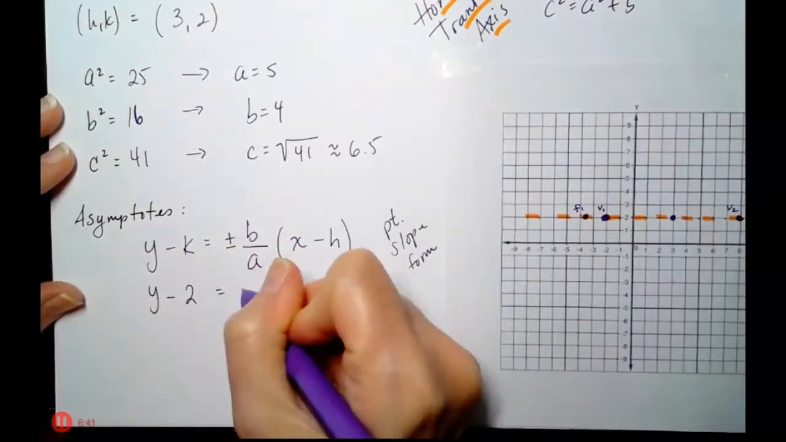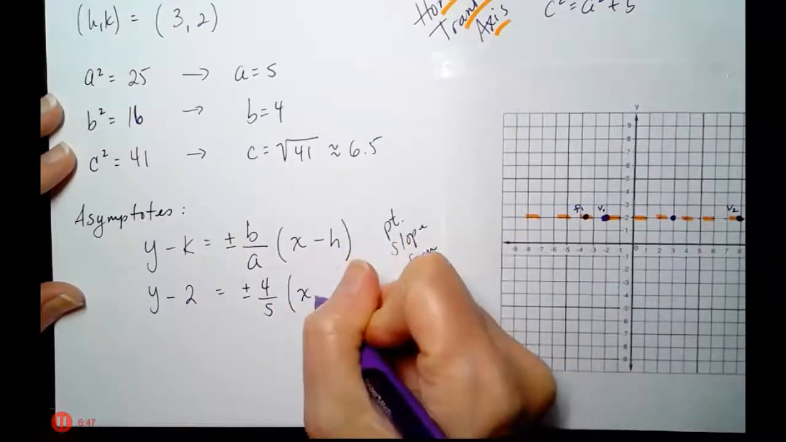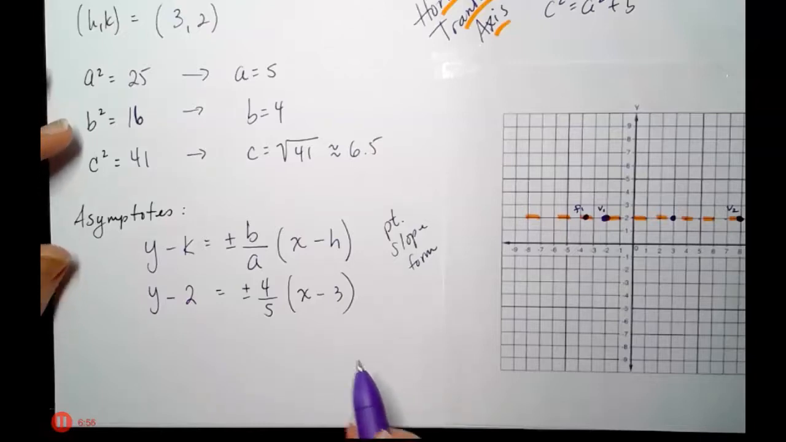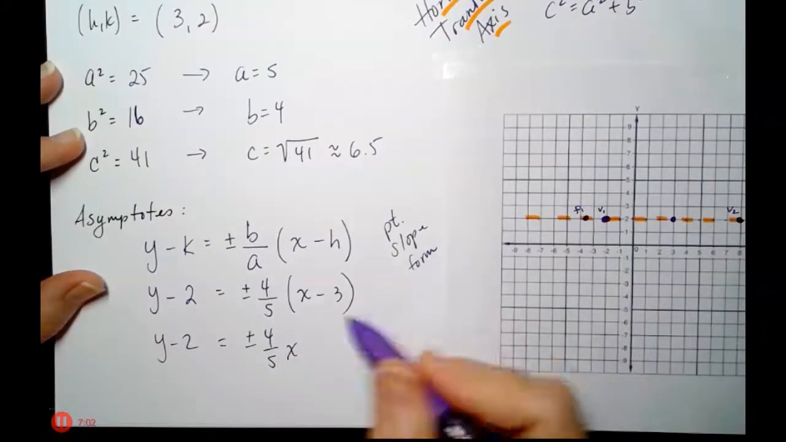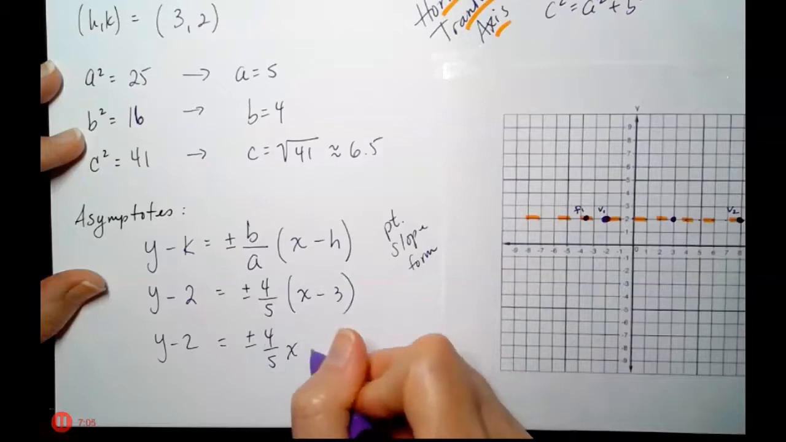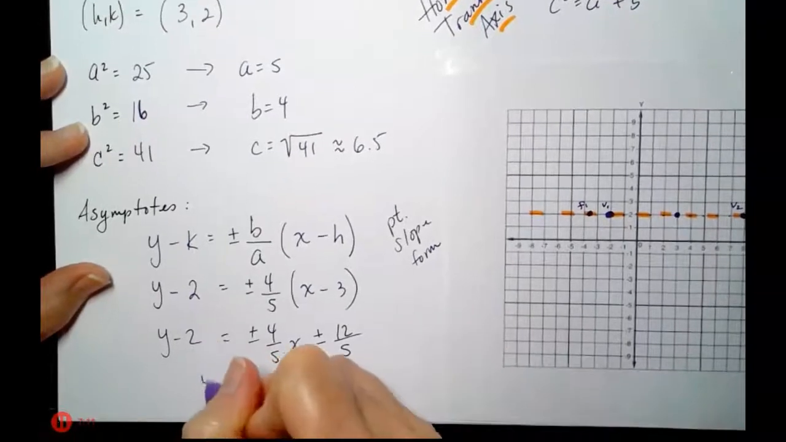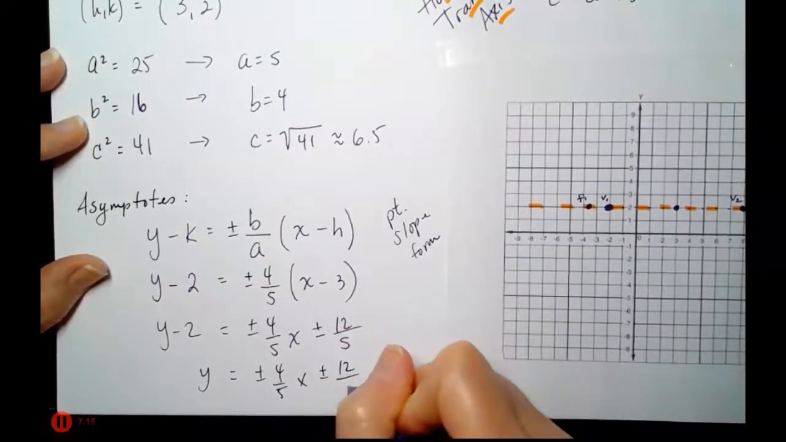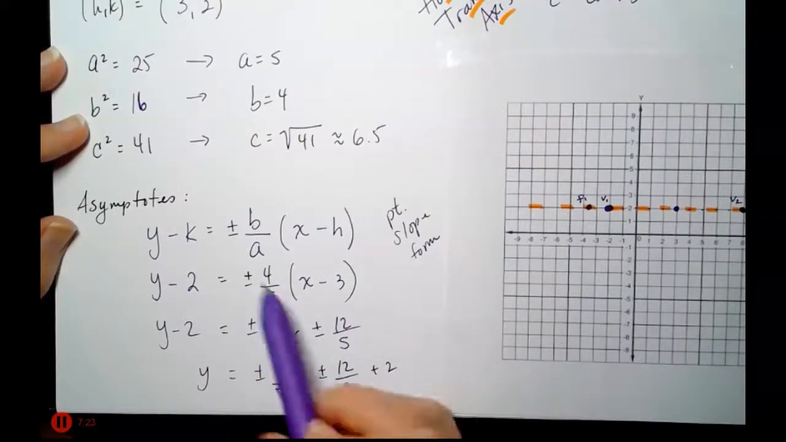Y minus 2 equals plus or minus 4 over 5 times x minus 3. So this is the point slope form of our asymptotes, and yes, I would like you to simplify it a bit. So y minus 2 equals plus or minus 4/5 x, and then 4/5 times 3 is going to be plus or minus 12/5, and then y equals plus or minus 4/5 x, and then plus or minus 12/5 plus 2. Remember, it makes a difference because really you should do it twice.